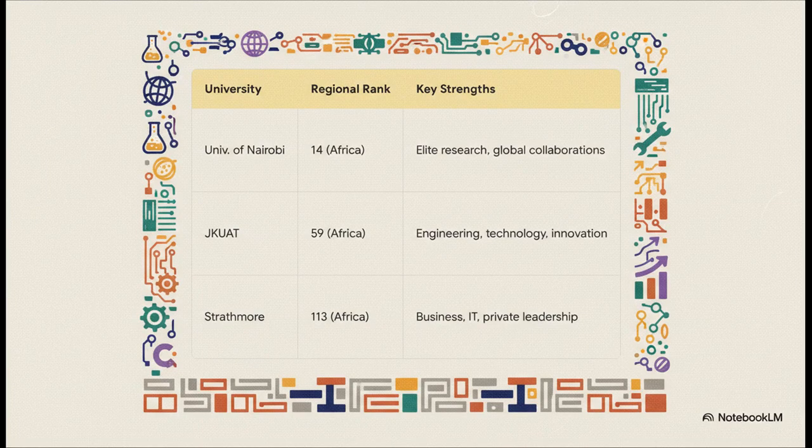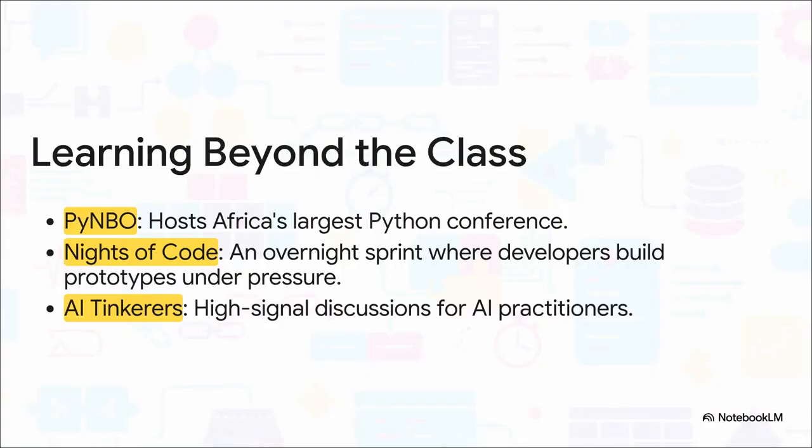It all starts with a strong academic foundation. You've got institutions like the University of Nairobi and JKUAT creating a pipeline of world-class engineering talent, all grounded in a rigorous, deep understanding of data structures and algorithms. But the learning gets supercharged by what happens outside the classroom. Professional meetups, competitive coding events like Nights of Code, and specialized groups for AI practitioners, they all create this rich ecosystem where knowledge is shared and skills are sharpened against real-world challenges.